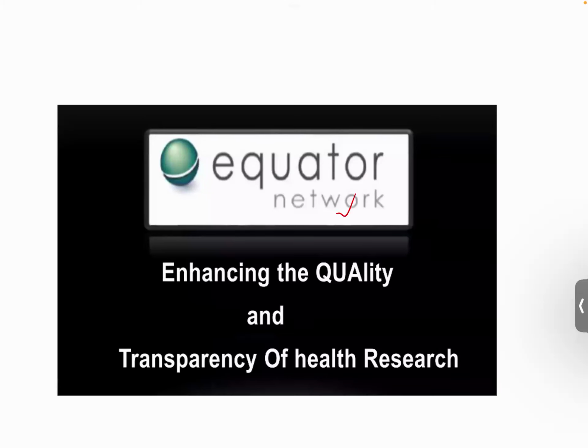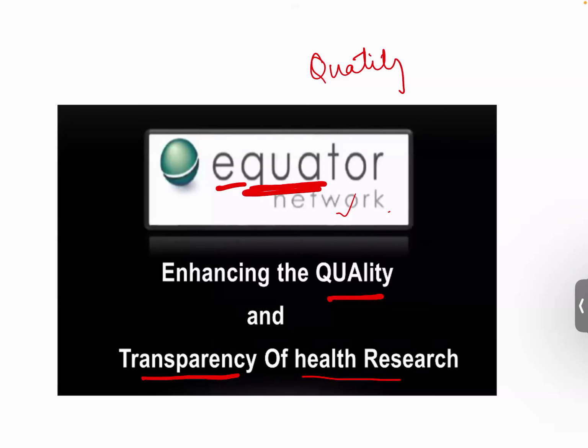Now, first, why this network? The EQUATOR guidelines came because of this network. The wording came from enhancing the quality and transparency of health research, so that they develop the guidelines in a way that the quality of your data should be intact, and transparency means that you should be sharing all the information, whether it's positive or negative. Because the general tendency researchers found was that they started hiding the negative results.